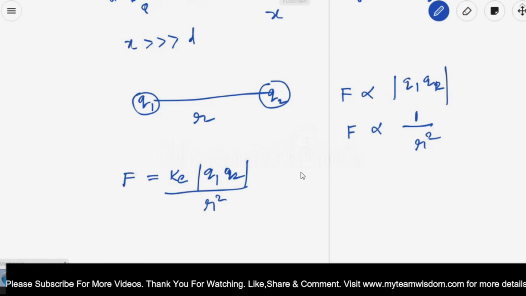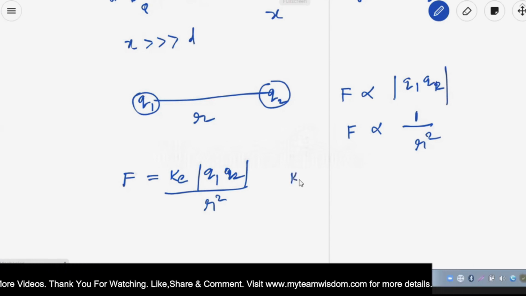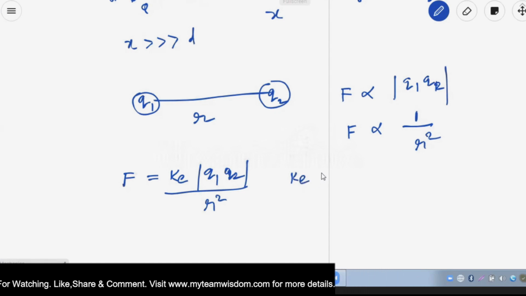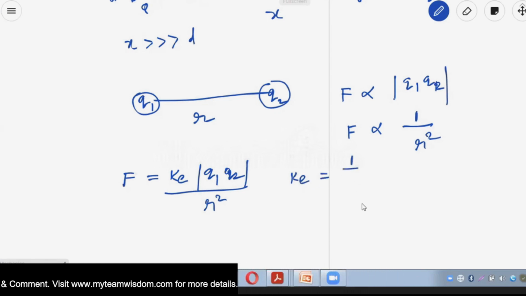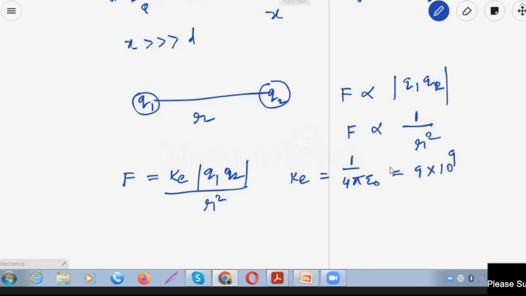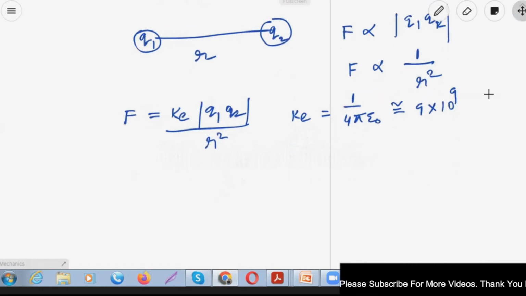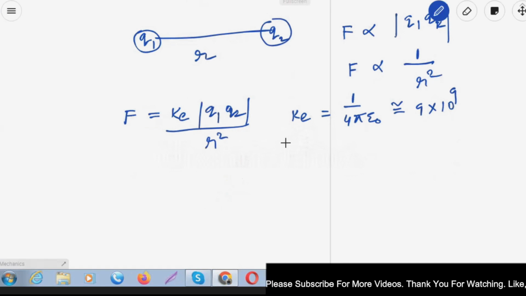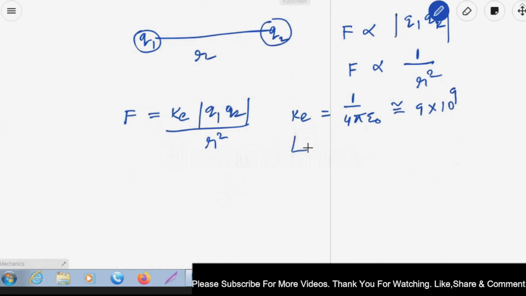This constant Ke is equal to 1 by 4 pi epsilon naught, and its value is 9 into 10 power 9. I will tell you how to find the unit of Ke. So, Ke is what?